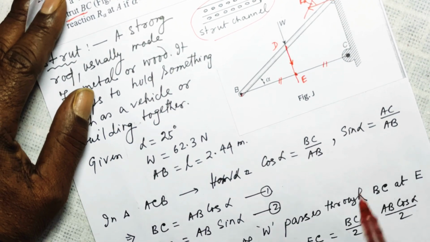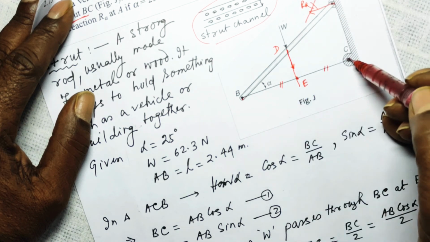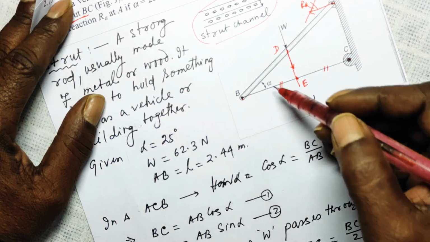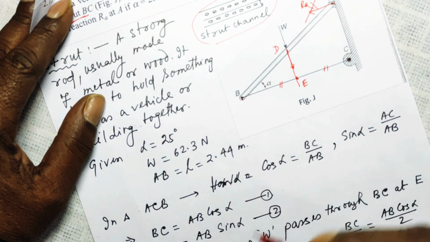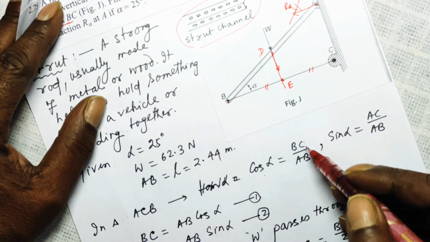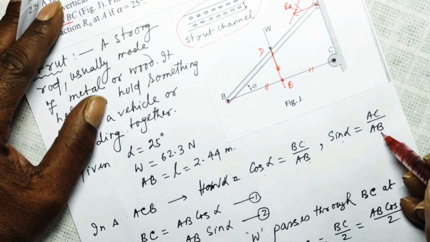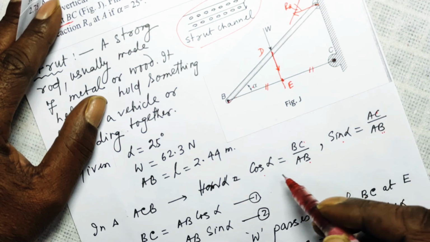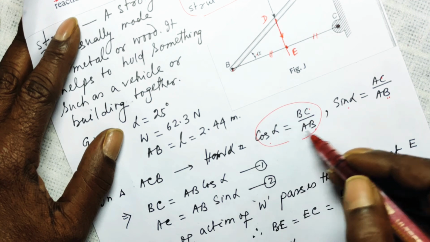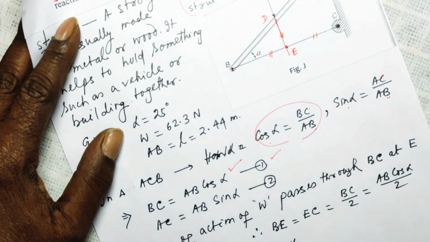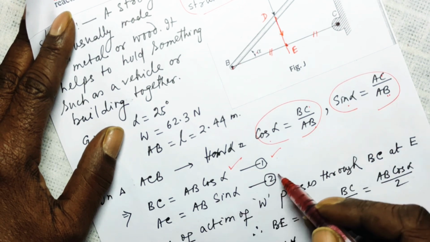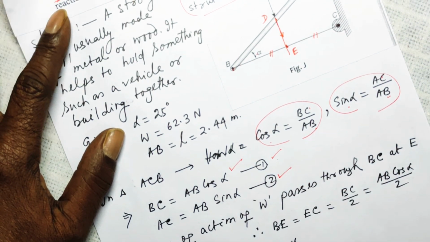Now in triangle ACB, which is right angled here, take cos alpha and sin alpha. Cos alpha is base over hypotenuse, sin alpha is AC over hypotenuse, perpendicular over hypotenuse. By cross multiplying, you get BC as AB cos alpha, equation 1. And from here, if you cross multiply, you get AC as AB sin alpha, equation 2.